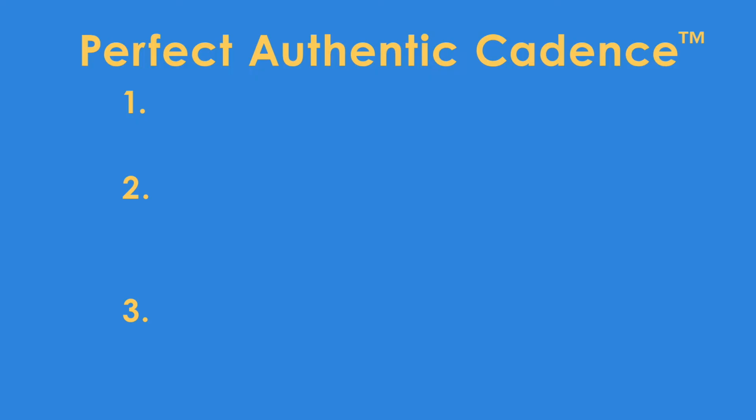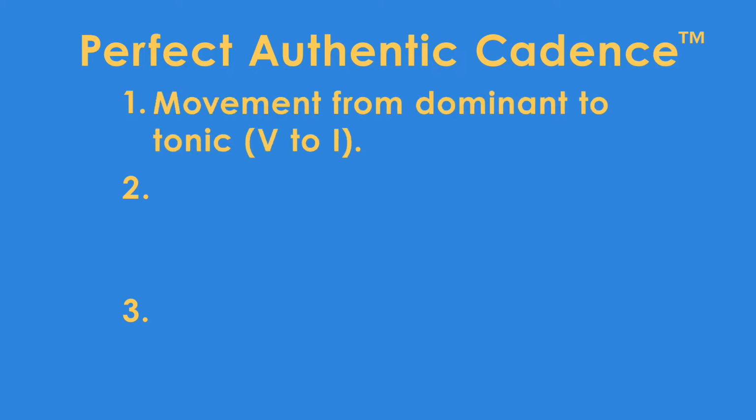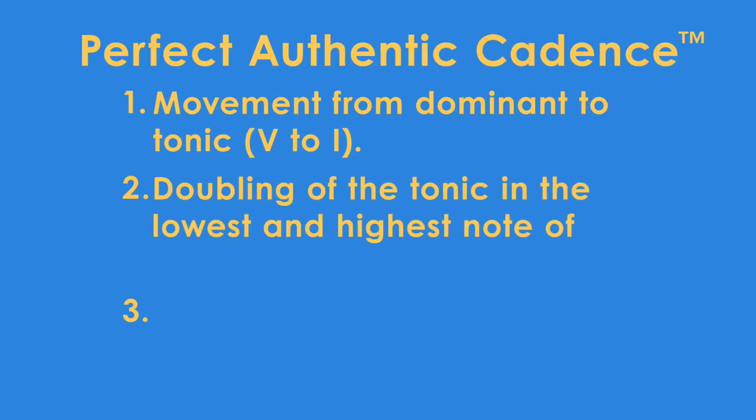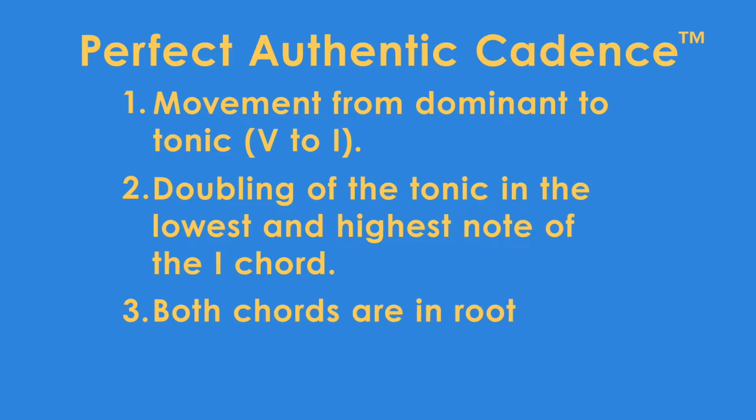The authentic part of the cadence refers to the movement from the dominant to the tonic, or 5 to 1. The perfect part of the cadence refers to the doubling of the tonic in the bass with the highest note, so that there is a perfect interval of an octave between the lowest note and the highest note, and the chords need to be in root position. Let's listen to a few examples.